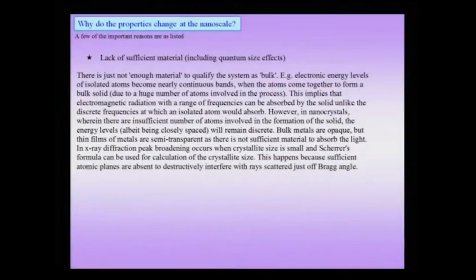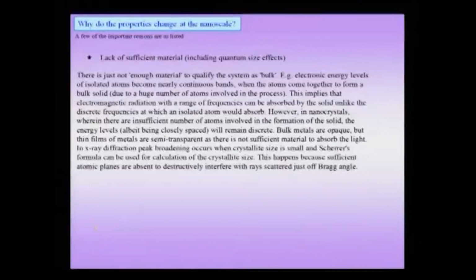So, we have already seen how properties can change as you go down to the nanoscale, and we have considered various ways by which this can happen, which we have classified as A, B, C, D. But we ask a very similar and allied question: why do properties change at the nanoscale? We are listing here a few of the important reasons, and they range from the most trivial perhaps to the most profound. Sometimes the reasons are extremely trivial, and therefore in some sense lackluster, but on the other hand there could be reasons which are extremely profound.